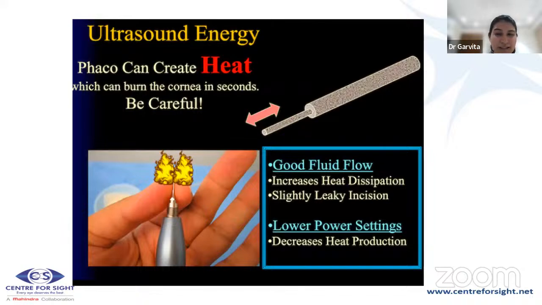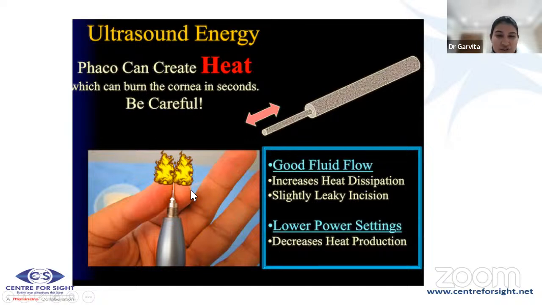So what's the drawback? Heat is created, as we'll see. Every time the phaco tip moves, heat is created. A good fluid flow will increase heat dissipation, and there can also be slightly leaky incisions. But lower power settings can decrease heat production.